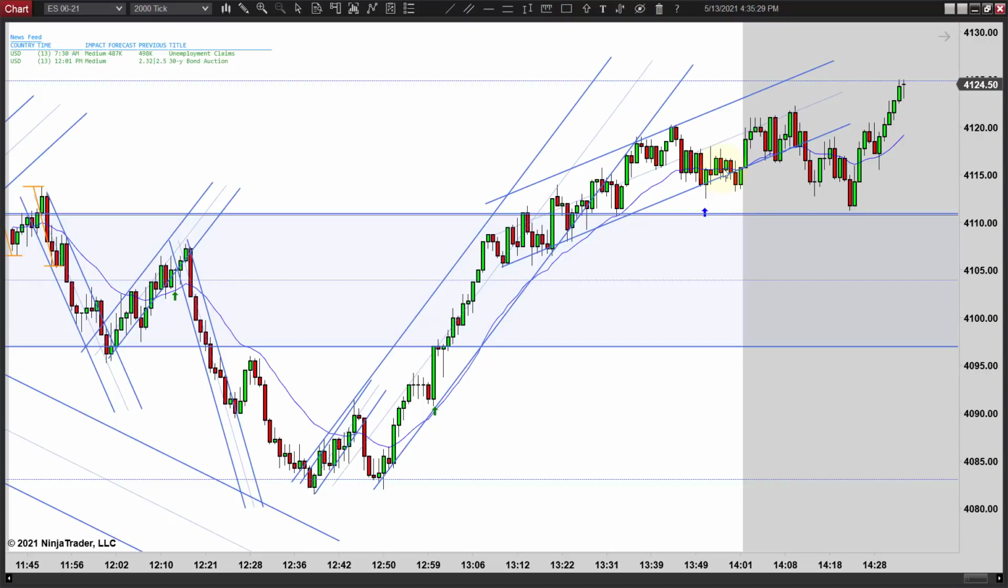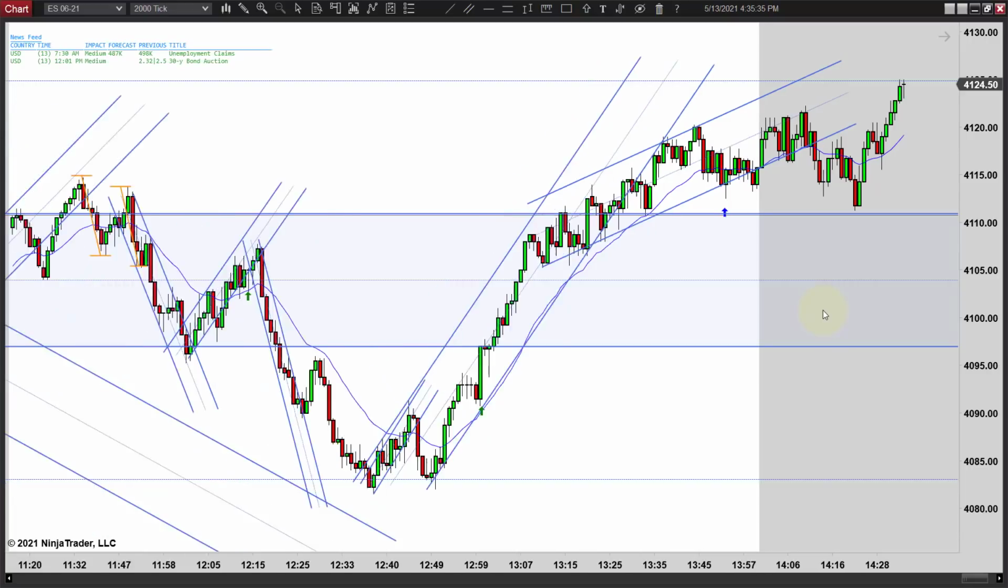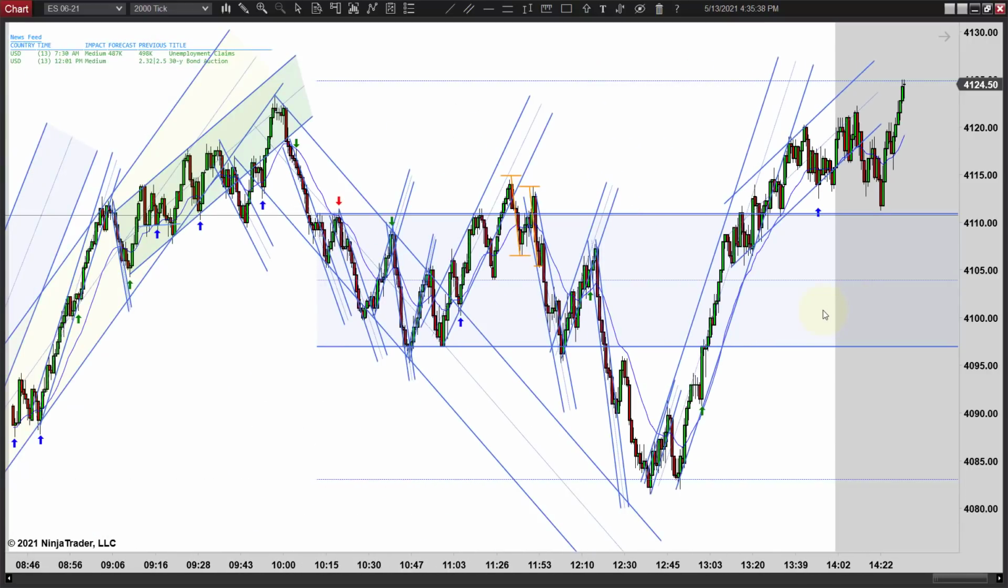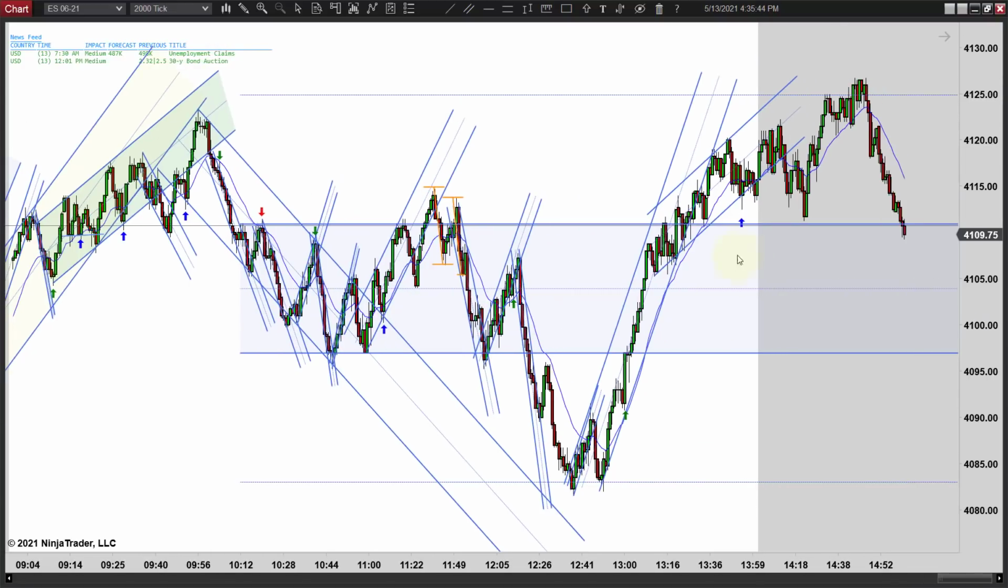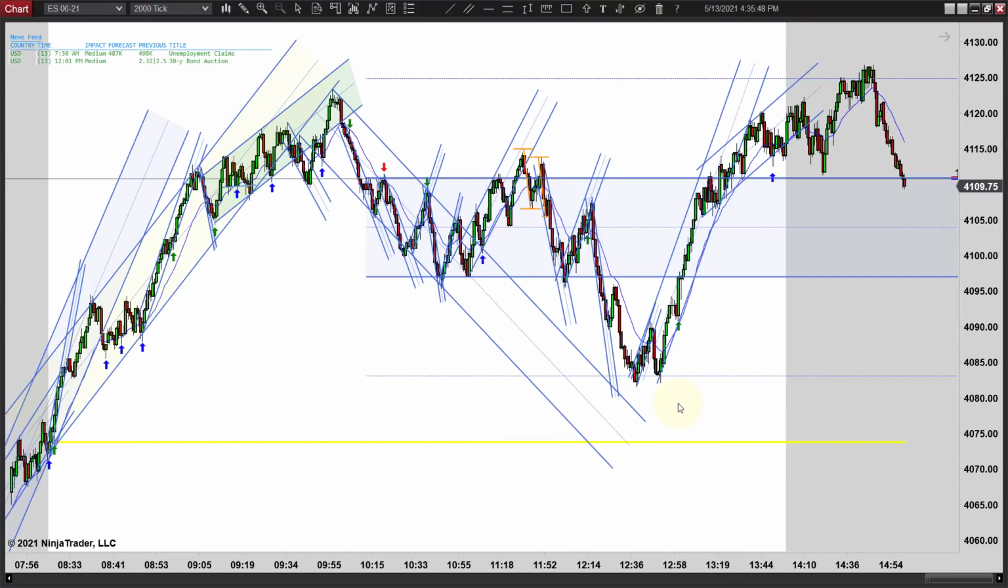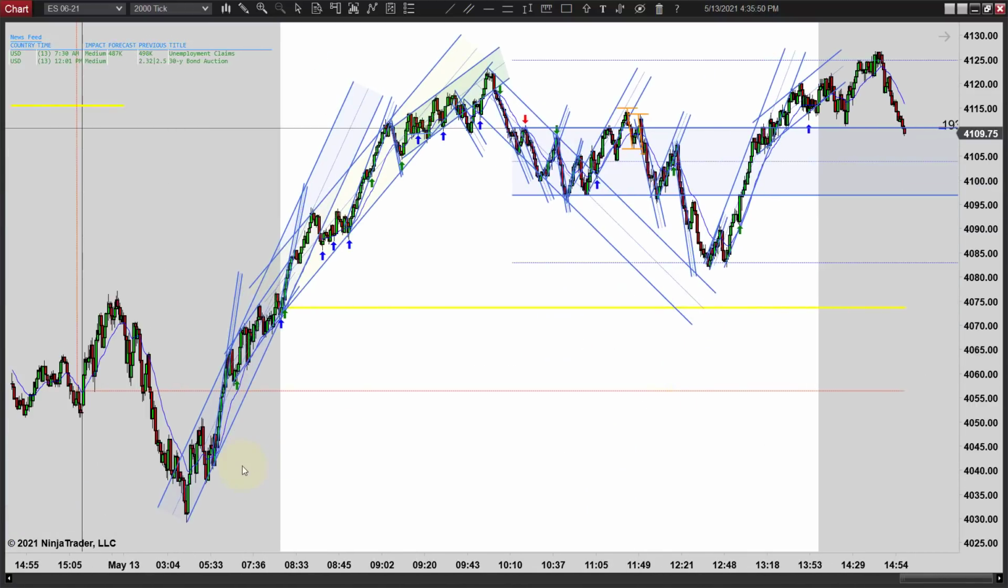Then it fails out the bottom of this little congestion and runs back to the top, and we're just really going sideways there again. It takes us into 2 o'clock. So not a lot of opportunity in the afternoon, really from a little after 11 on. You get one more decent trade. There's a couple of greens in there that you could have traded maybe, but this was the highlight of the morning right here.